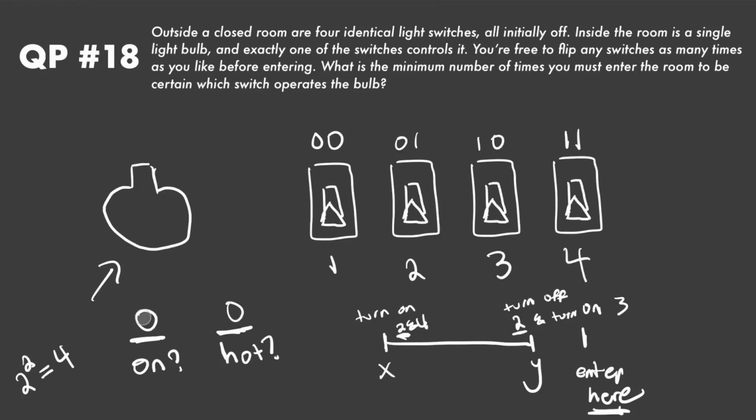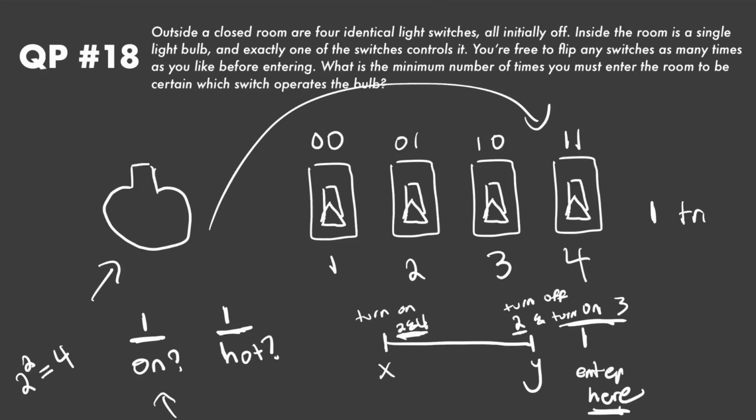If instead it was on but not hot, well then we know it's switch number 3 because we just turned it on before we entered the room, so it shouldn't be hot and it should be on. And then if it was both on and hot, well then we would know it's switch number 4 because we had it on back here and we never turned it off, right? So therefore, using the strategy, it's only going to take us one trip into the room, and that's the best that we're going to be able to do.